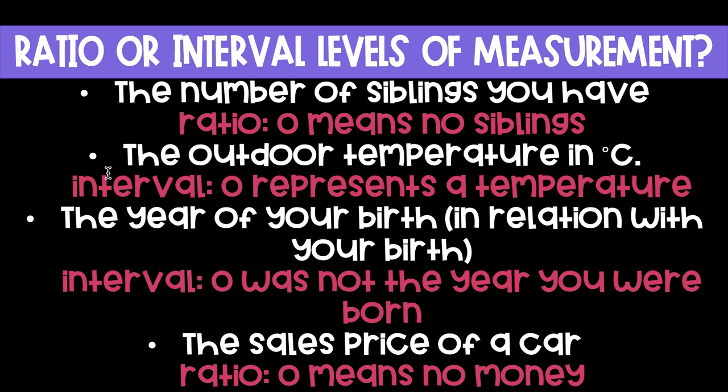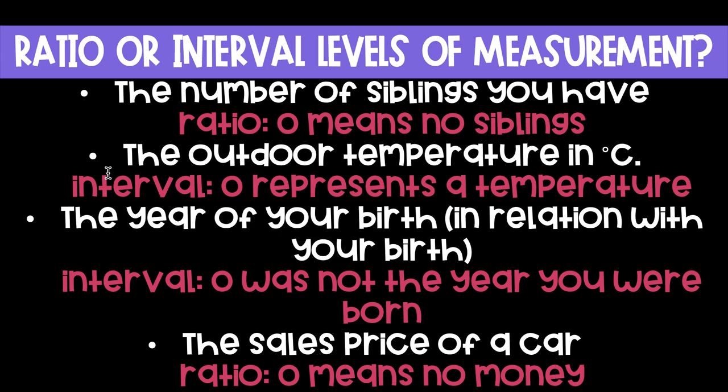The year of your birth in relation with your age. Let's suppose you were born in the year 2003. That would be considered 0 in your age. You were not here, so that one will be considered interval, because although you were not here, that does not mean the absence of time. It's the beginning of your time, but not the beginning of time. I hope that's clear. And the sale price of a car.